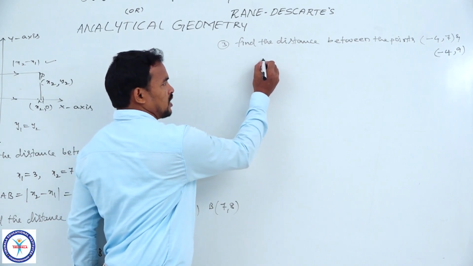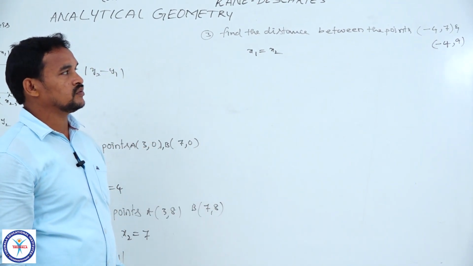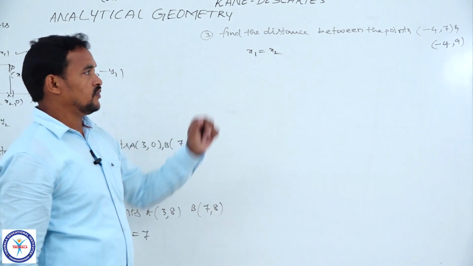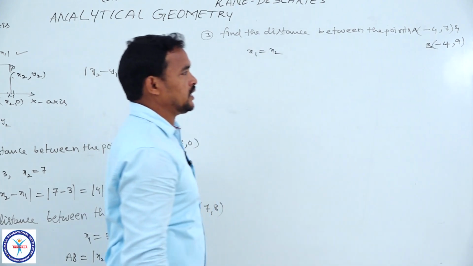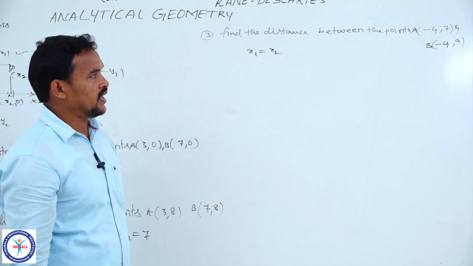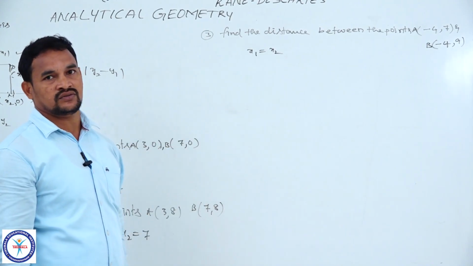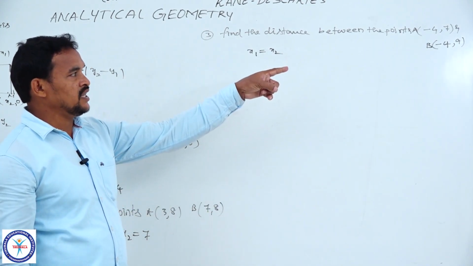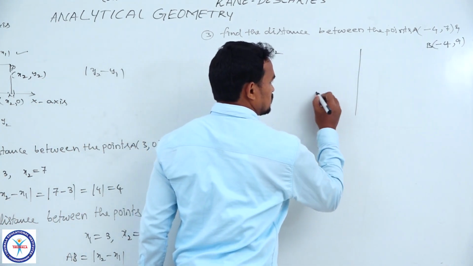In these 2 points what we observed? x1 is equal to x2. When x1 equals x2, and these 2 points are joined, for example one point is A and another point is B, the line segment AB is parallel to the y-axis, because x1 equals x2.